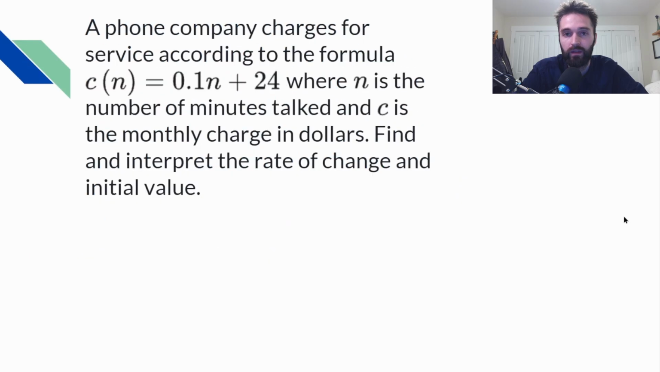Okay? Let's try one more problem. A phone company charges for service according to the formula C of n equals 0.1 n plus 24, where n is the number of minutes talked, and C is the monthly charge in dollars. Find and interpret the rate of change and initial value. All right?